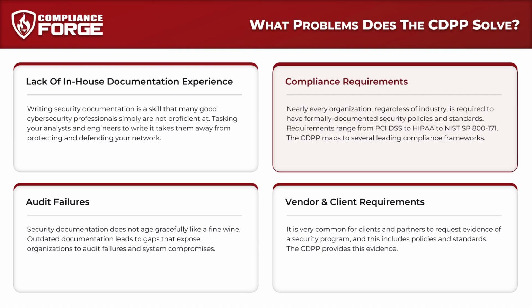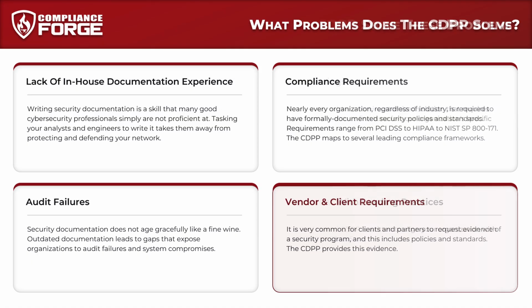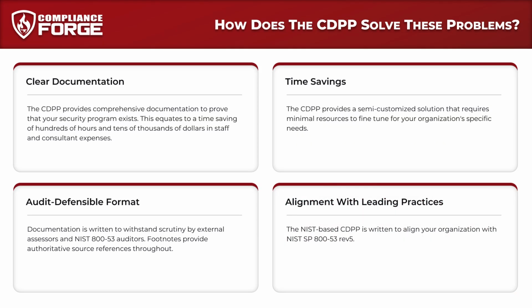The second is compliance requirements. Nearly every organization is required to have formally documented security policies and standards, with requirements ranging from PCI DSS to HIPAA to NIST 800-171. The third is audit failures. Security documentation does not age gracefully like a fine wine, and outdated documentation leads to gaps that expose organizations to audit failures and system compromises. And the fourth is vendor and client requirements. It is very common for clients and partners to request evidence of a security program, and that includes policies and standards.